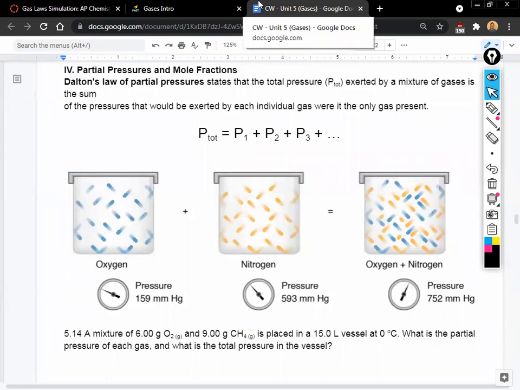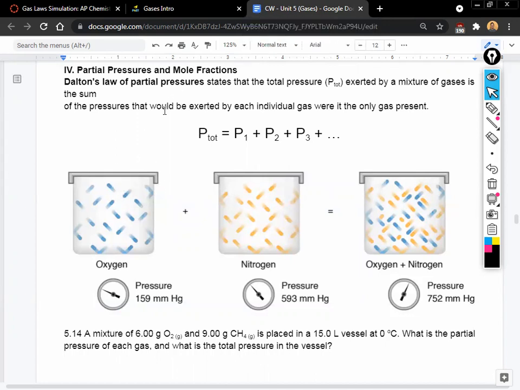So up until this point, we've been looking at gases when they're just by themselves, okay? But now we're going to be looking at containers that have multiple gases inside of them, because that's more similar to what it's like in real life, right? It's very difficult for us, at least in this class, to have a container with just one type of gas in it, because the air around us is a mixture. And so all of the different gases that are around us, they have different pressures, right?